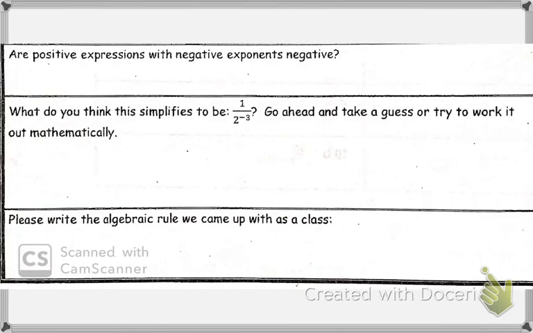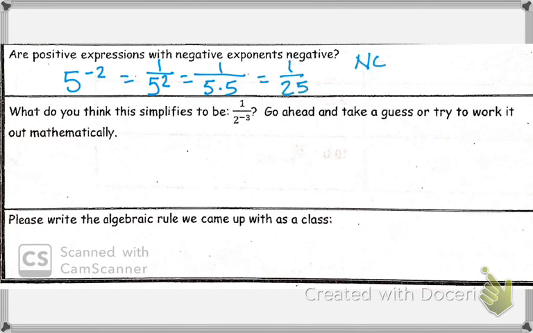All right, let's continue and look at our rule. Are positive expressions with negative exponents negative? So for example, if I said 5 to the negative 2, I would be saying the answer is negative, and that's not true. We're not multiplying 5 times negative 2. We're raising 5 to this negative power, which is the same as putting it at the bottom of a fraction. So we have to make it happy. So it goes into the denominator. Well, 5 times 5, or 5 to the second power, is the same thing as 1 over 25. So no, it is not negative.